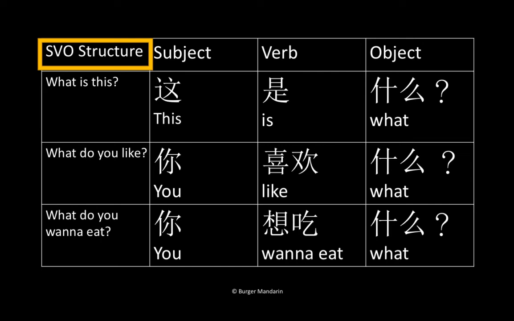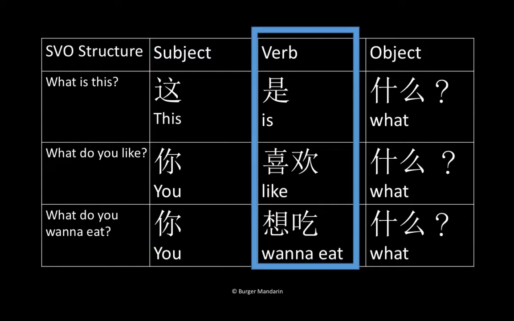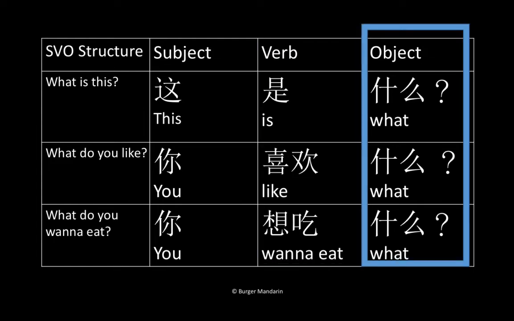Now in the three examples, you can find out that they all follow the SVO structure, the subject, verb, and object, which is a common grammatical structure in Chinese. So 这, 你 and 你 are all subjects. 是, 喜欢 and 想吃 are all verbs. The three 什么 which are all put in the end of questions are objects.